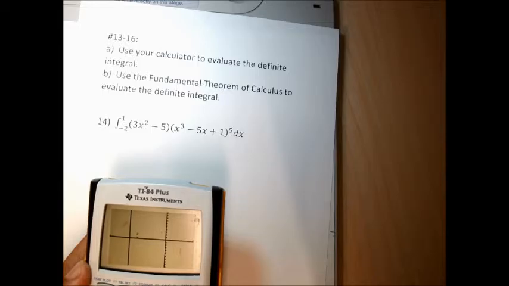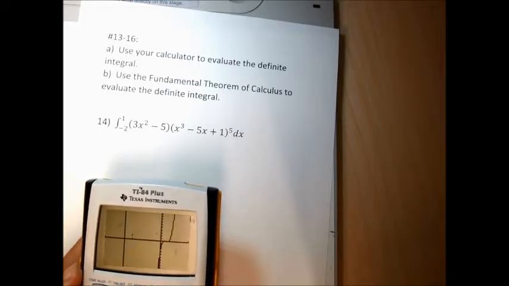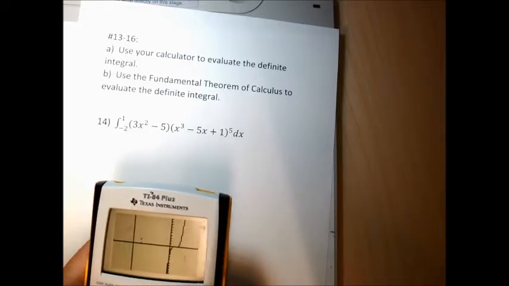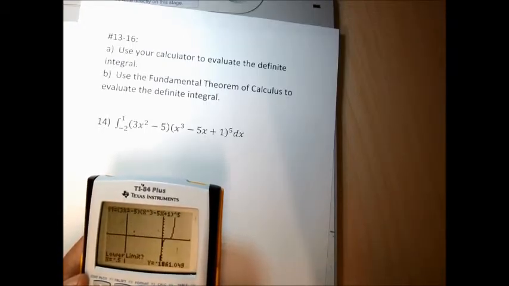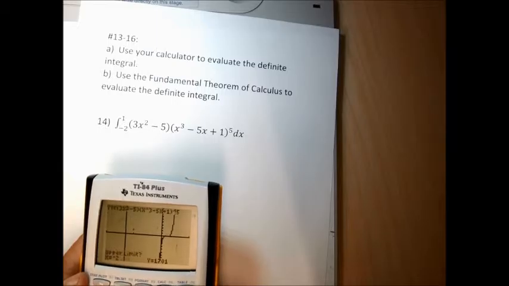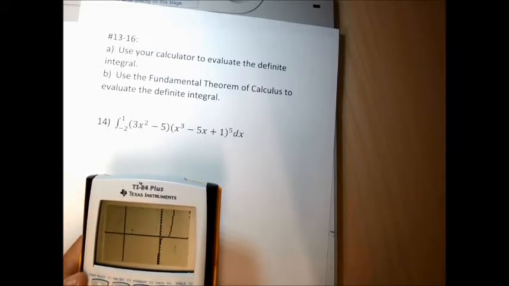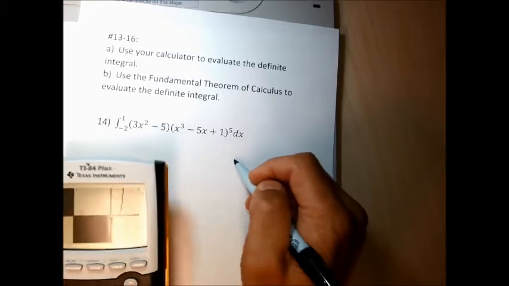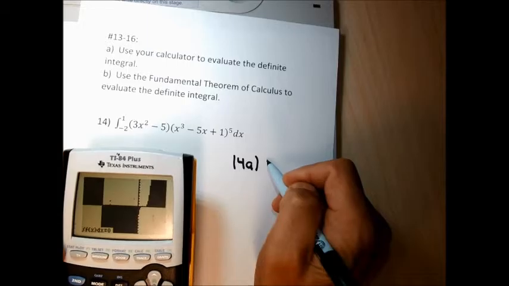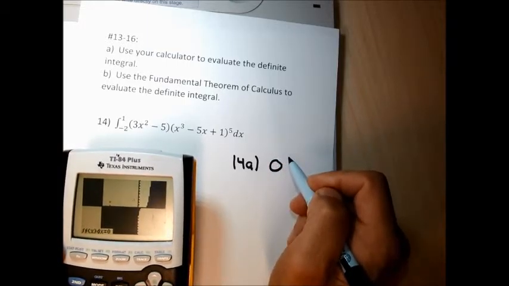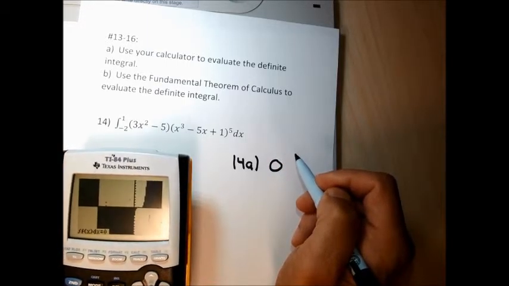I don't need to really tweak my window in this group of problems. I can still go second calc, option 7, lower limit -2, upper limit 1. And for 14a, I get the answer 0. That's shocking to me, but kind of nice.